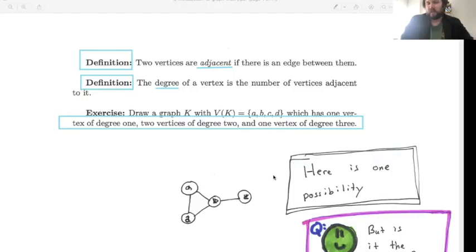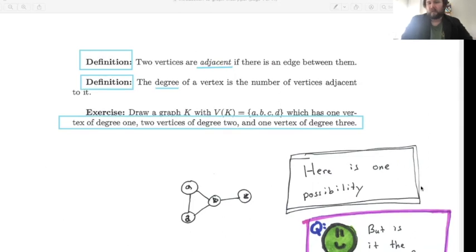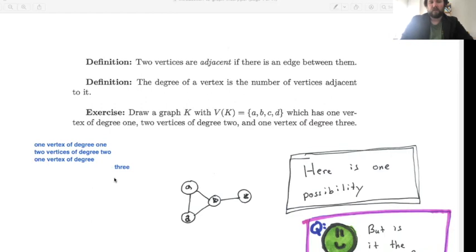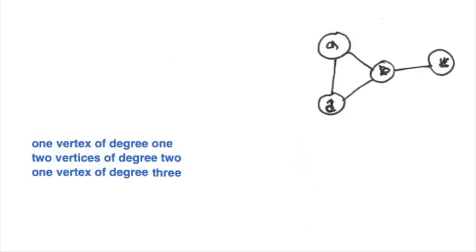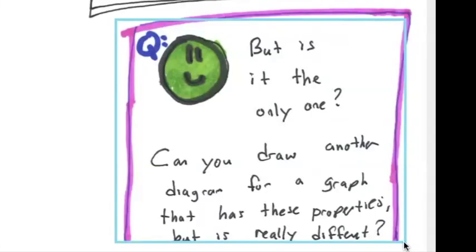Let's look at a description of different degrees, and let's see if we can draw a graph that matches this description. So here I'm asked for one vertex of degree 1, two vertices of degree 2, and one vertex of degree 3. And here I have a diagram for a graph that satisfies this property. And now, of course, our natural question is, but is this the only one? Can you find another diagram for a graph that has these properties? Is that graph really different?